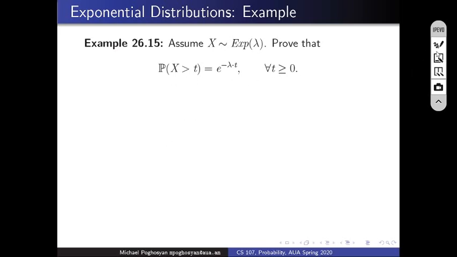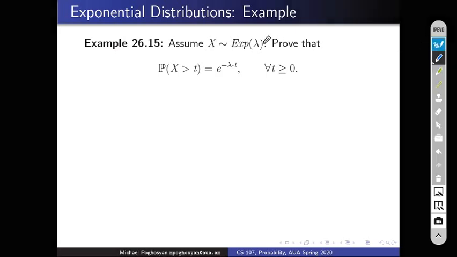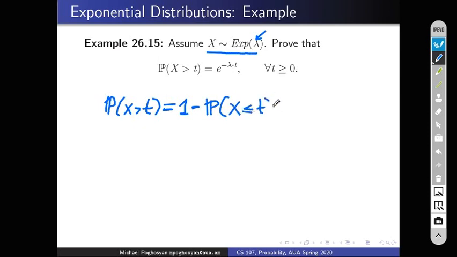Another problem. So x is a general exponential random variable with parameter lambda. We need to prove that this tail probability, the probability that x is larger than t, is equal to something easy to calculate. We have just calculated this kind of thing with a particular value of t, with 3 or 1. So I'm passing to the complement: 1 minus the probability that x is less or equal than t, and I'm using the CDF. So this is the value of the CDF at the point t.